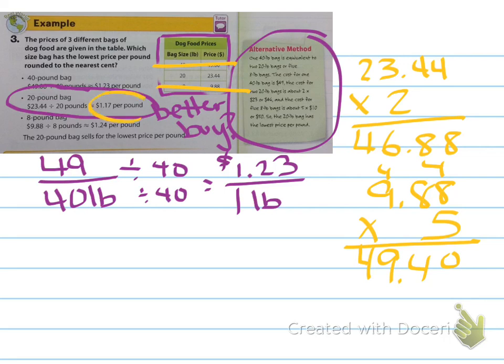I think that finding the per pound is always the best way to go, but it is another alternative method if you can reason it out. Sometimes it's more work than it would have been just to divide.